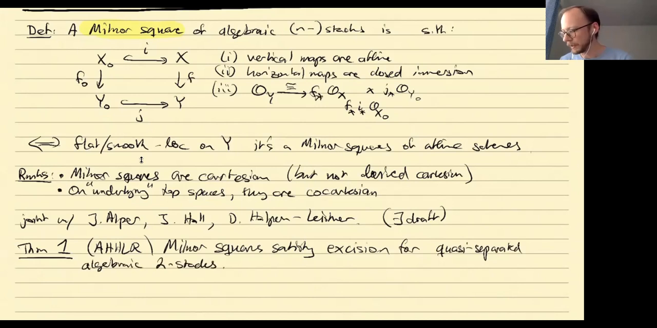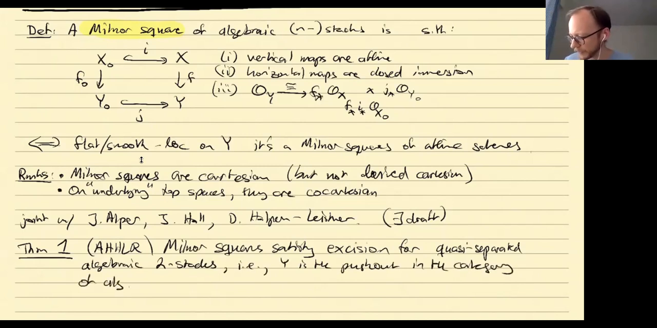So in particular, or equivalently with this, depending on, you know, it's more or less equivalent, right? So Y is the pushout in the category of algebraic 2-stacks. I mean, it's not quite true, since I might start with a Milnor square where these are n-stacks, and perhaps they're also not quasi-separated. But if these are algebraic 2-stacks, then satisfying excision for algebraic 2-stacks just means that Y is really the pushout in the category of algebraic 2-stacks.